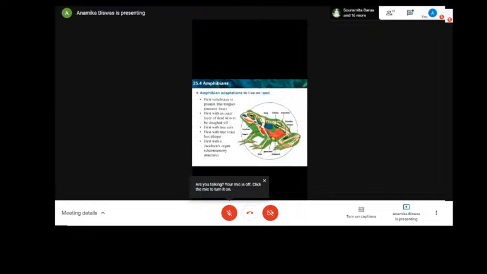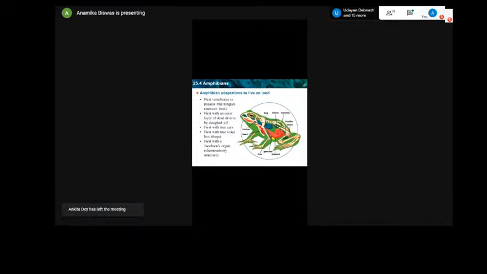Next group is Amphibia. Examples of Amphibia are frogs, toads, then turtle. These are the examples of Amphibia. So they are cold-blooded vertebrates.